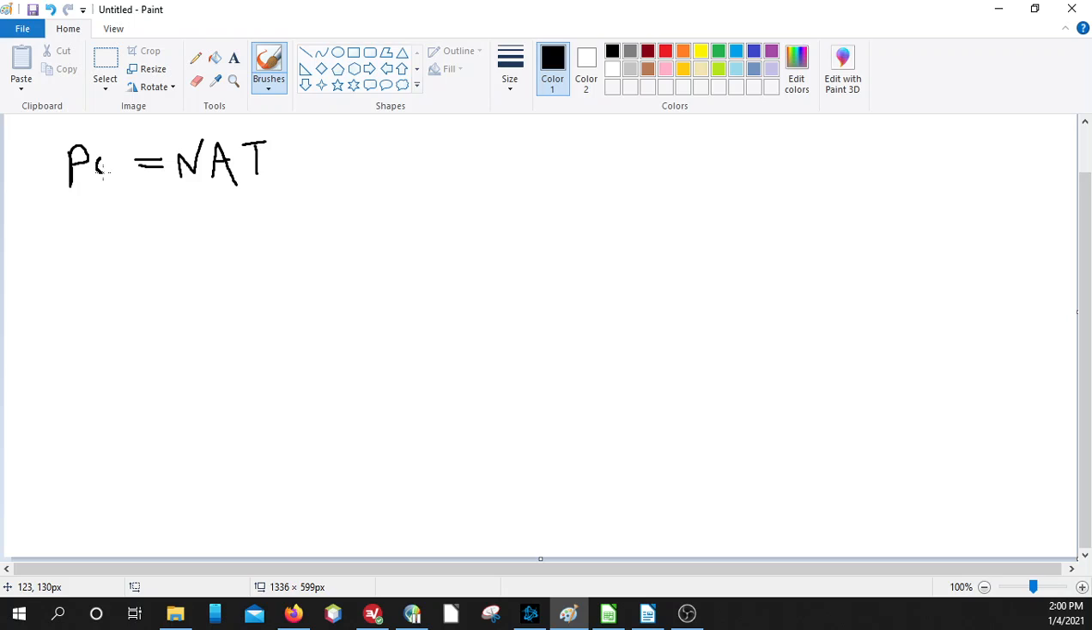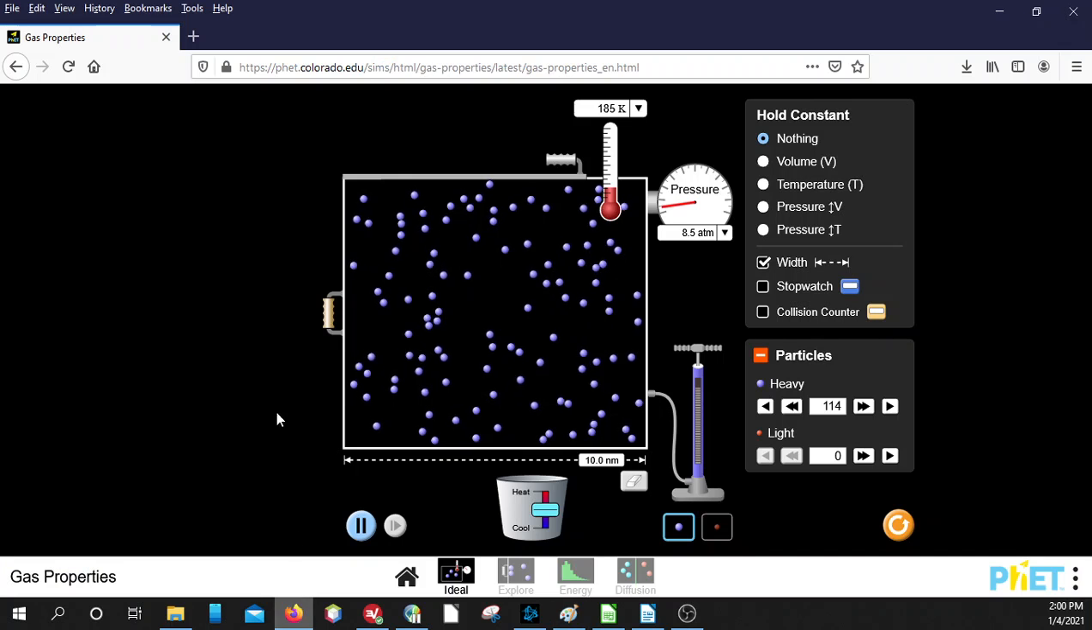So our version of the ideal gas law for this two-dimensional gas with a fixed height but a variable width, we should expect this result is going to hold up. The pressure times the width is equal to the number of particles times this constant A times the absolute temperature measured in Kelvin. Yeah, let's go back to the simulation for a moment.